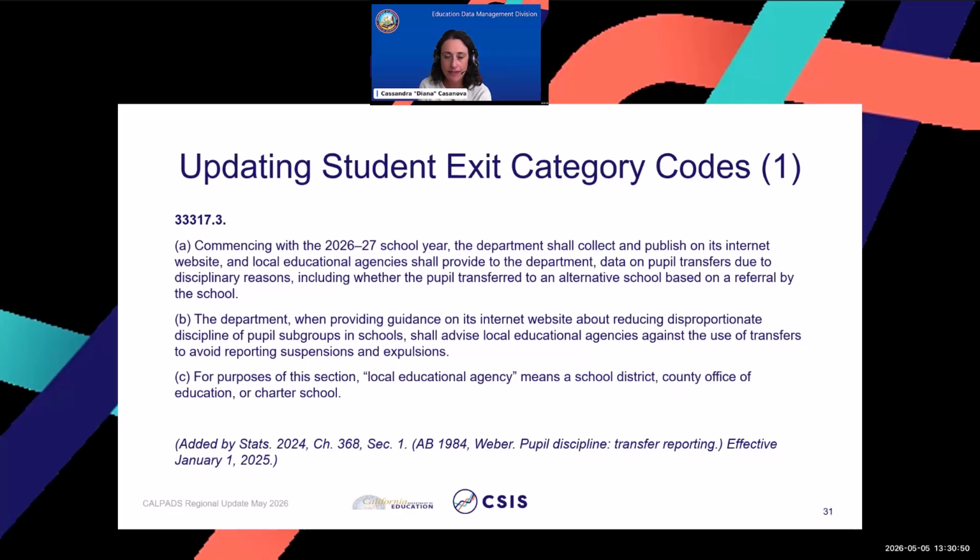We have quite a few updates to the student exit category codes due to the passing and chaptering of AB 1984, Pupil Discipline Transfer Reporting, which added the following education code. I'll just read the first part, which is the most salient to the next few slides. Commencing in the 26-27 school year, the department shall collect and publish on its internet website, and local educational agencies shall provide to the department data on pupil transfers due to disciplinary reasons, including whether the pupil transferred to an alternative school based on a referral by the school.